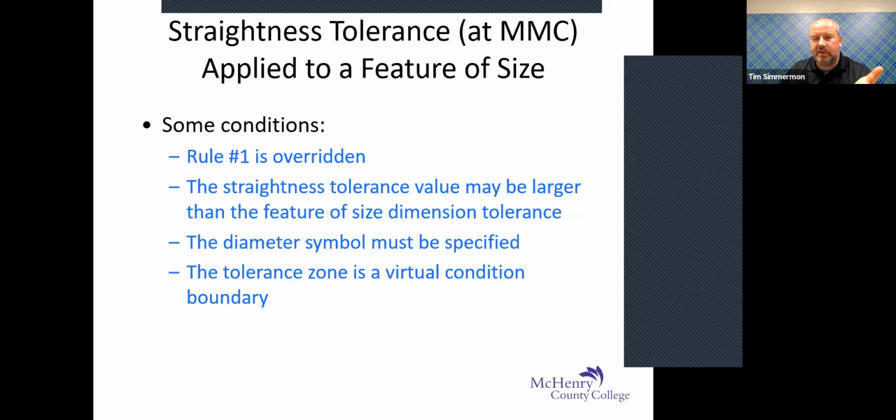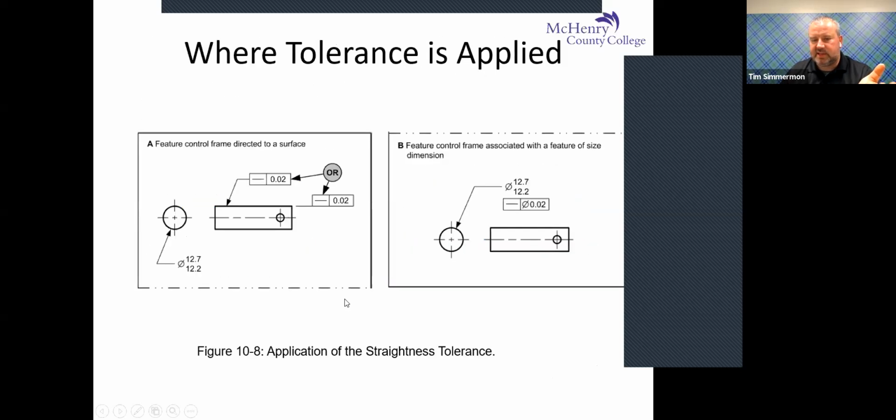So we also have the ability to use maximum material condition. The interesting thing about maximum material condition is rule number 1 becomes overridden when you apply a modifier like maximum or least material condition. The straightness tolerance value may be larger than the feature size dimension tolerance. The diameter symbol must be specified, and the tolerance zone is a virtual condition boundary.